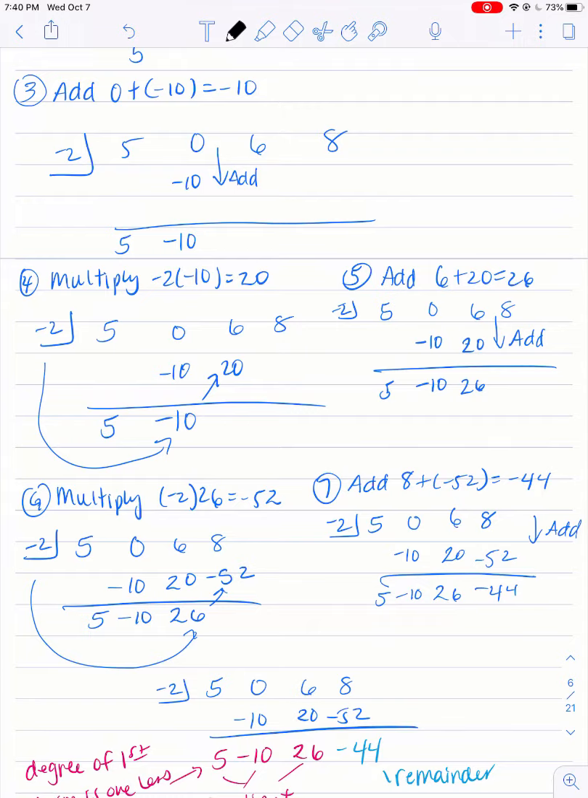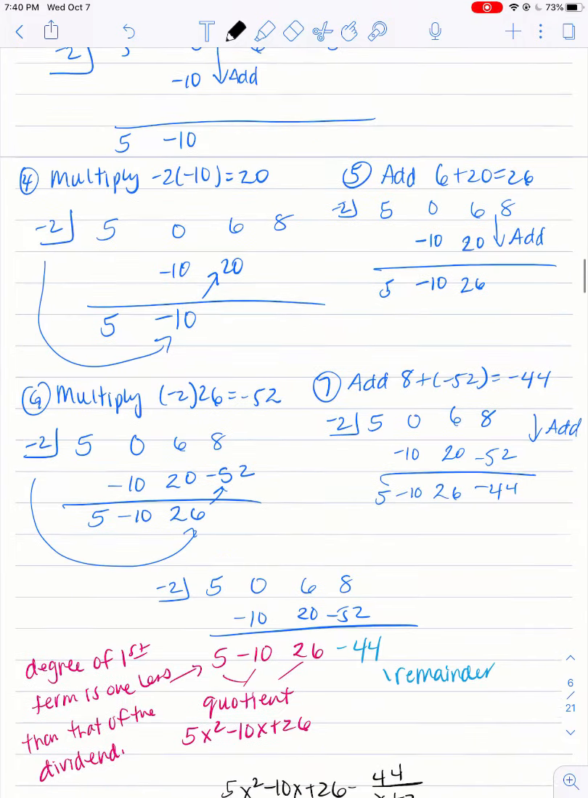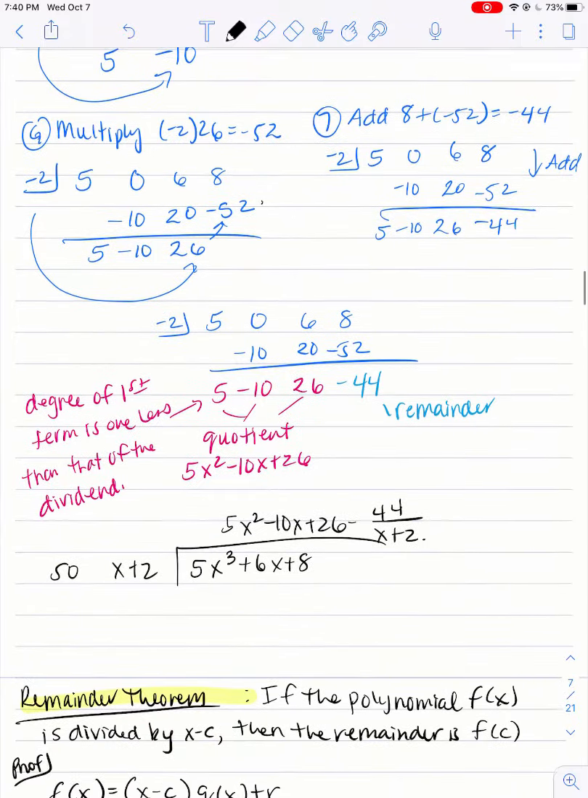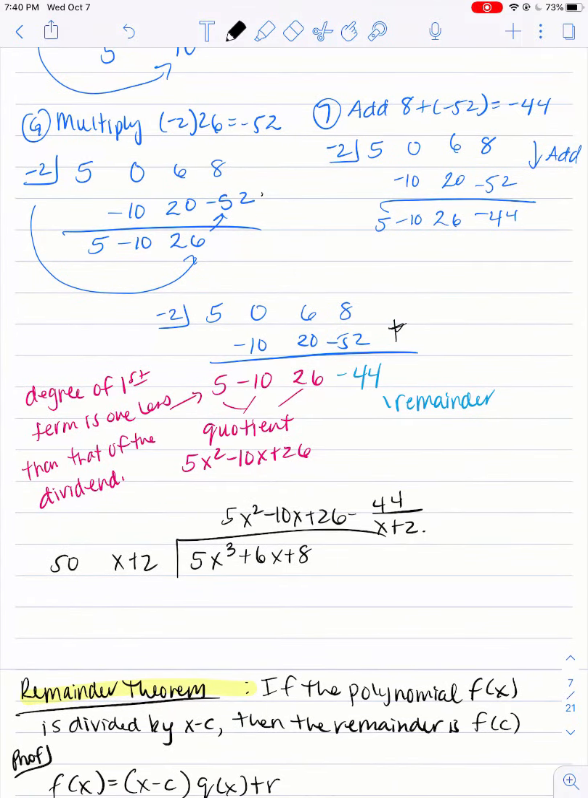And then we add that column again. So we do 20 plus 6 is 26. Then we multiply 26 by negative 2, and we get negative 52. So we put that here, and then we add the column again, and we get negative 44. So here, this is our final product.